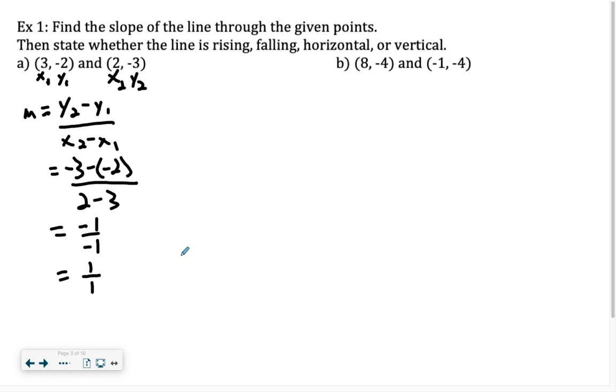Now, it says state whether the line is rising, falling, horizontal, or vertical. Since we get a positive value, that means that our line is rising, positive slope. All right, so why don't you guys take a second and try this one.